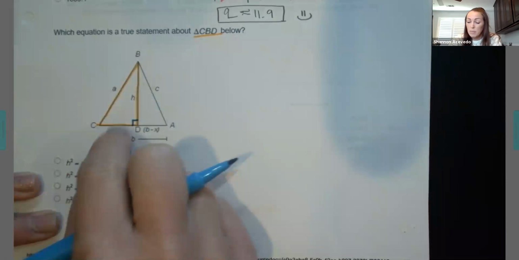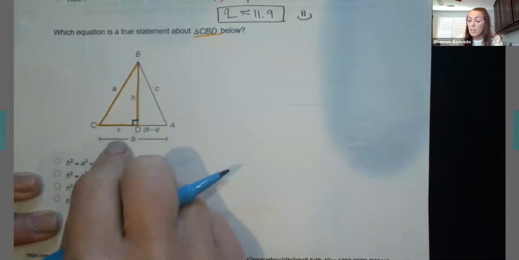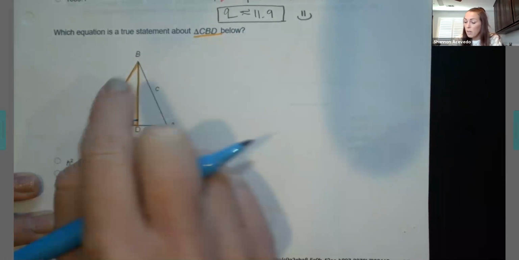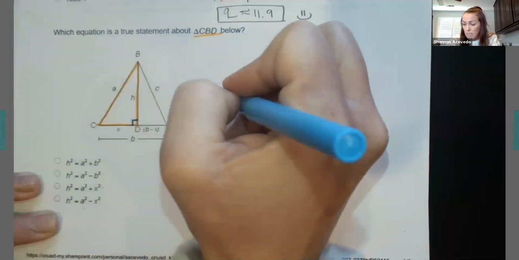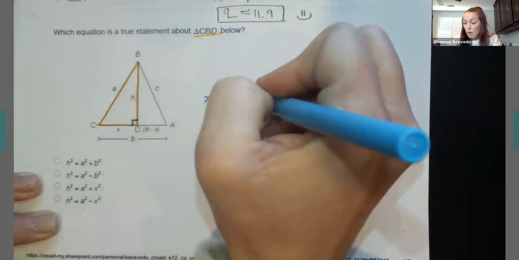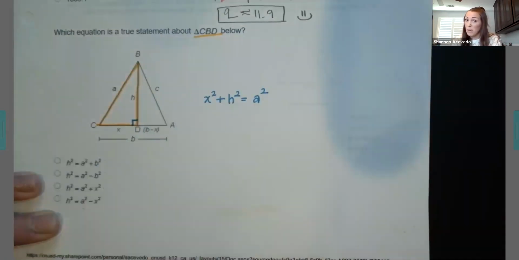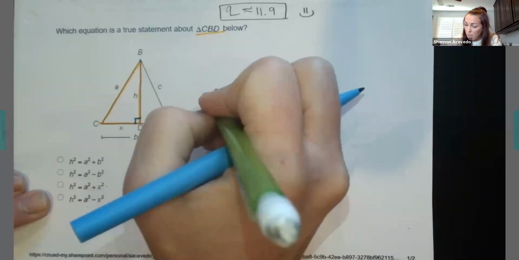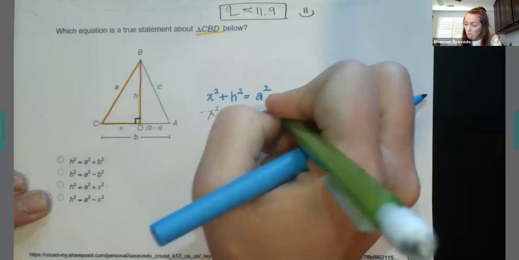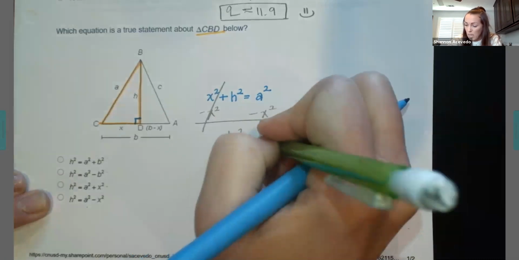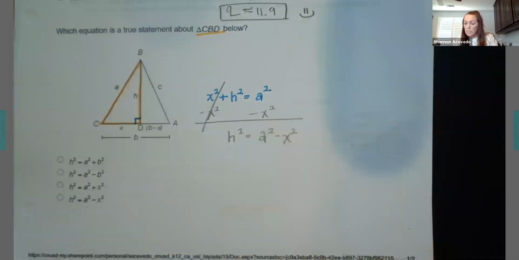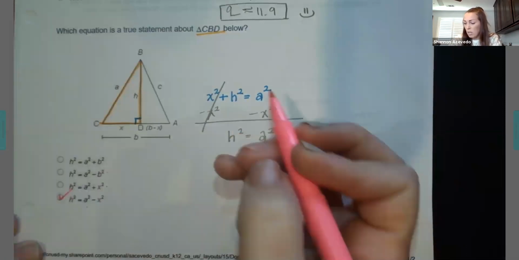So when I think about this triangle CBD and I think about the Pythagorean theorem, this tells me that my two sides, my two legs, each squared and added together, should equal my hypotenuse squared. So in this case, it would be some x squared plus h squared is equal to a squared. Now remember, each one of these is written as an h squared by itself, so I need to get rid of my x squared over here. So I'm going to subtract x squared from each side. And when I do that, I end up with h squared is equal to some a squared minus x squared. So which one of these does that match up with? It matches up with this one right here, and that's exactly what they were looking for.